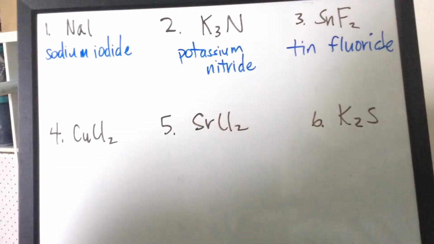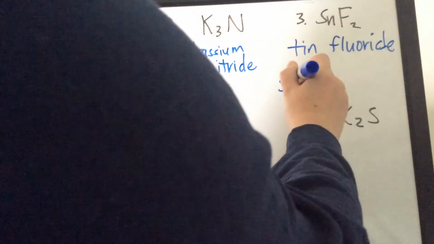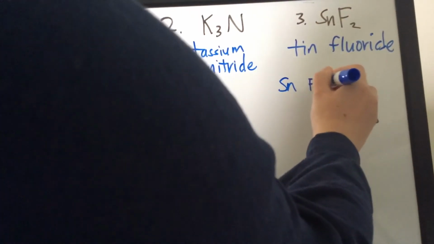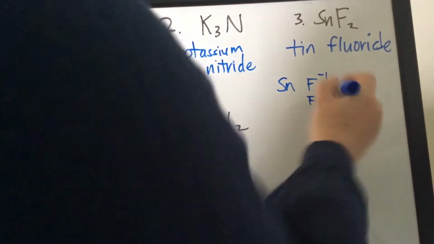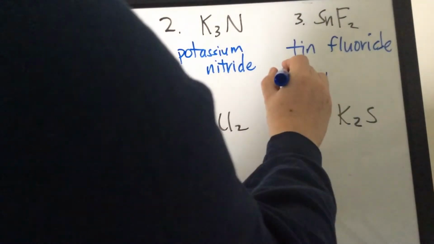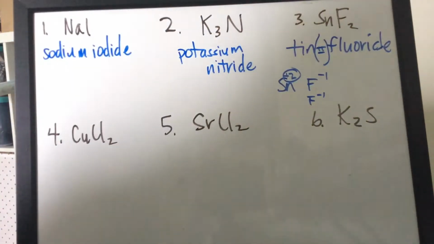My third one, SnF2, that's tin, okay, and this is fluoride, but tin is a transition metal, so this is one of those ones that you're going to want to think about. So I have 1 tin, I have 2 fluorines, based on my formula. Fluorine is -1. Tin has to be +2. So this is tin 2 fluoride.